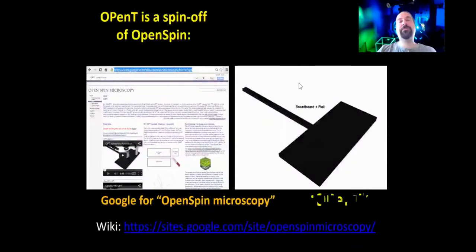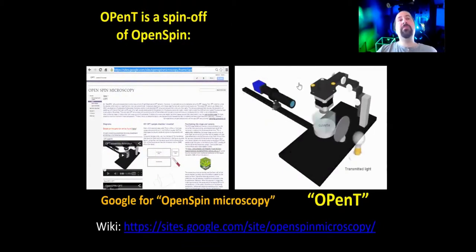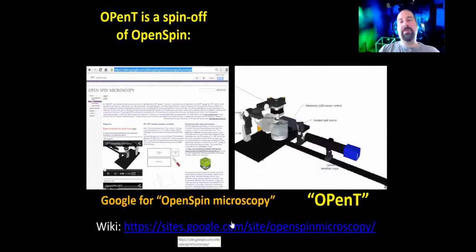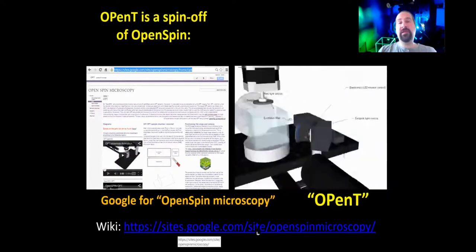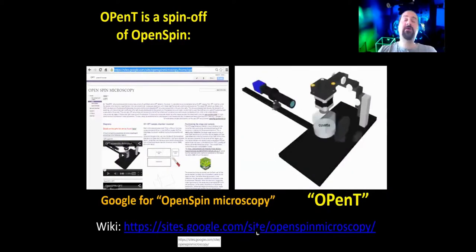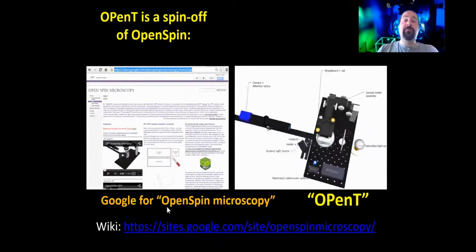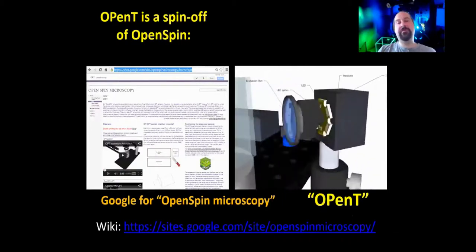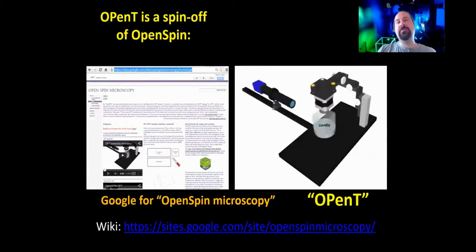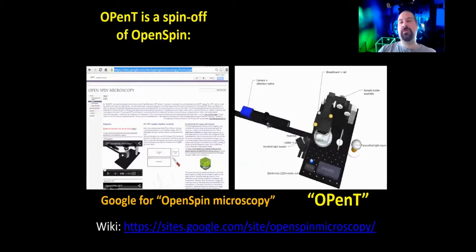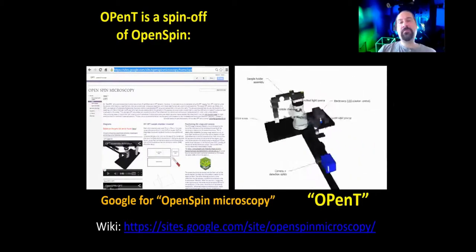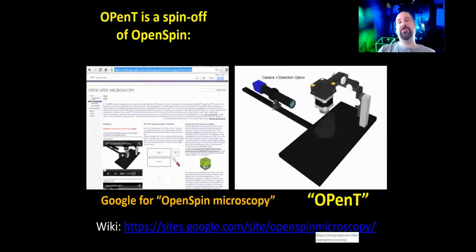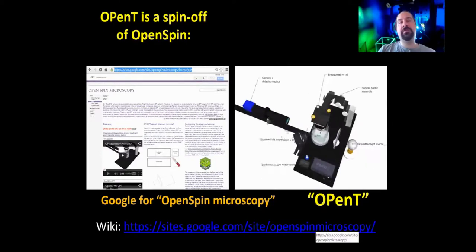Now, as we were developing the OpenSPIN project, where we gave everyone access to blueprints and even software and the hardware instructions of the OpenSPIN microscopy project, we also started developing the OpenT, which was sort of a spin-off of the OpenSPIN project, a simpler version of a setup that would do just optical tomography. And you can find this information online as well. You can contact me and I'll direct you to where you can find all of this information on how to build your very simple optical tomography setup.